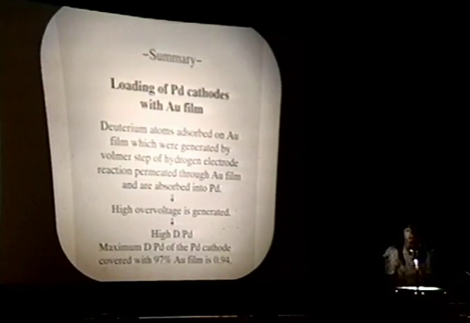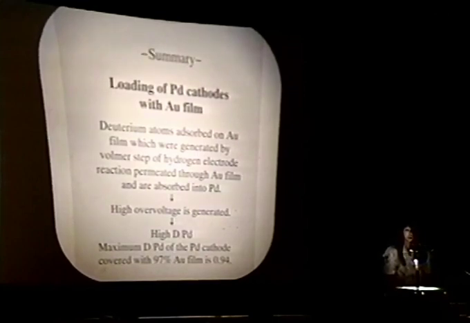Loading of palladium cathode with gold film: deuterium atoms, which were generated by the Volmer step of the hydrogen electrode reaction, are adsorbed on gold film, permeate through gold film and are absorbed into palladium. Then, high overvoltage is generated. Therefore, maximum D over PD of the palladium cathode covered with 97% gold film is 0.94.